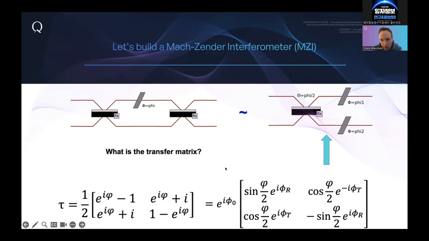And interestingly, we find that the Mach-Zehnder interferometer is equivalent to this thing that we have on the right. What we have on the right is a beam splitter, but one which is not assumed to be 50-50. Note the theta, the theta phi over 2 here, that's telling us the transmissivity. And then we have phases phi 1 and phi 2 in the output. If you calculate the transfer matrices for both of these, you'll see that they match up.